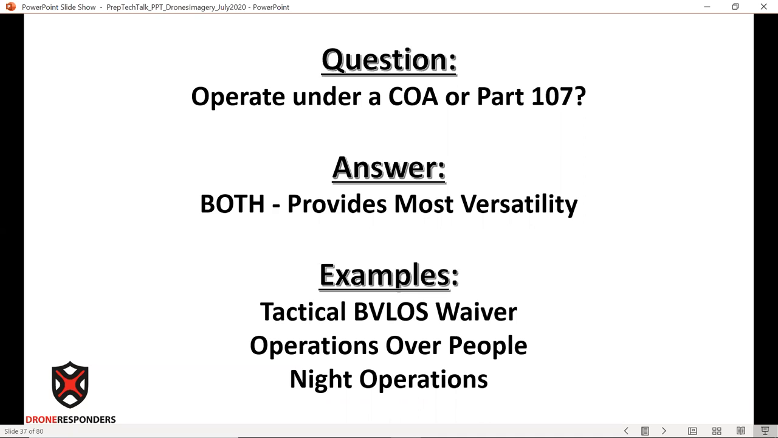A COA is a certificate of authorization and can only be issued to government agencies, or Part 107, which can be done by public safety and or commercial pilots. The answer is both, because it provides the most versatility.